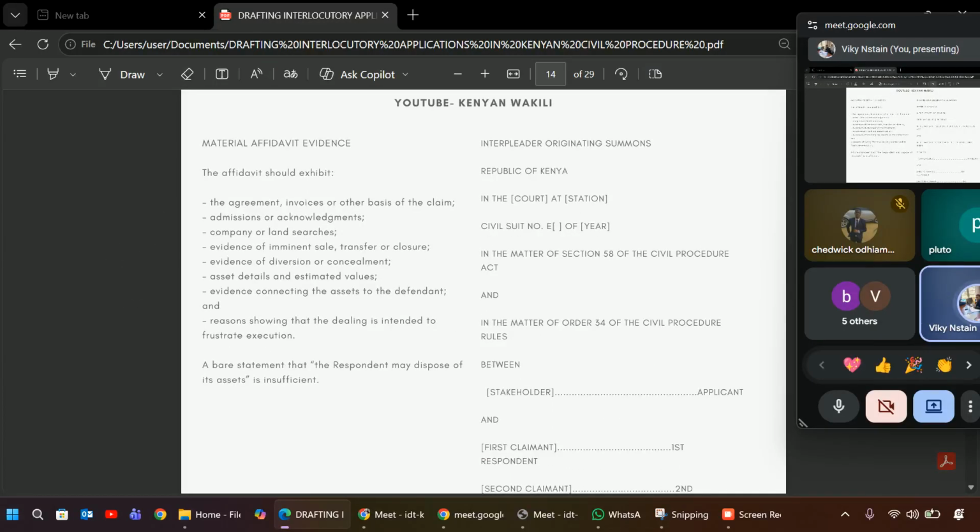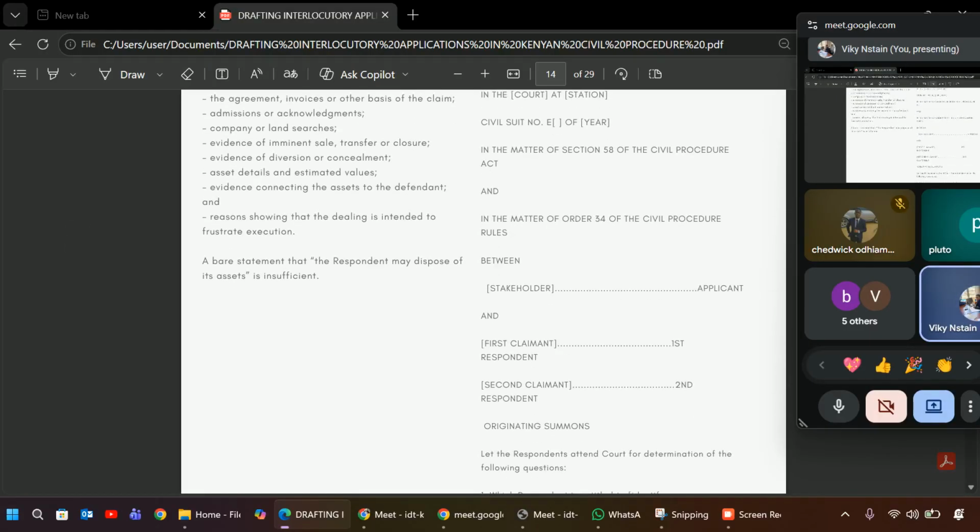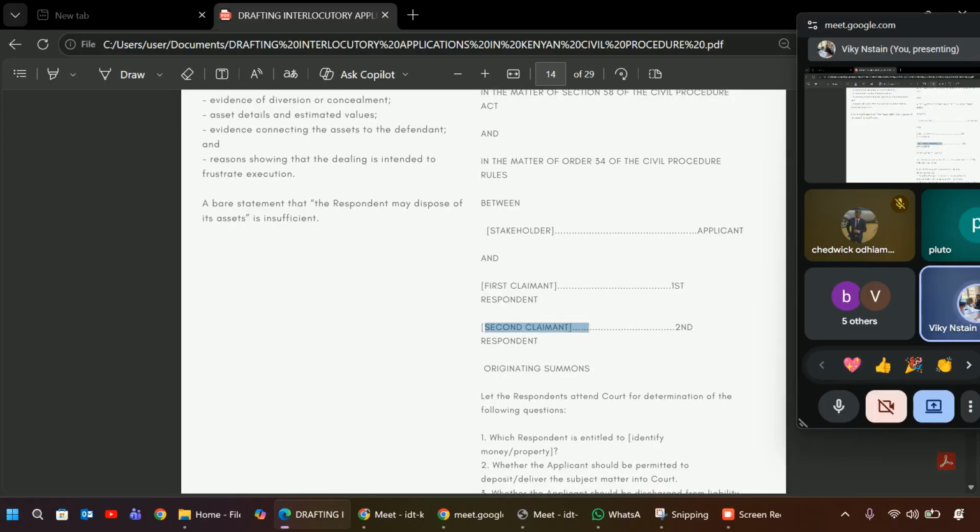So take note of the right side where we have interpleader through originating summons. This is where you state the jurisdiction of the court, in the matter of Section 58 of the Civil Procedure Act and in the matter of Order 34 of the Civil Procedure Rules, between who is the stakeholder. The stakeholder is the one having the property. He will be the applicant, and the first claimant will be the first respondent, people who are fighting over that movable property. Second claimant will be the second respondent.